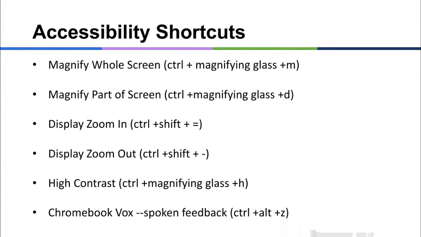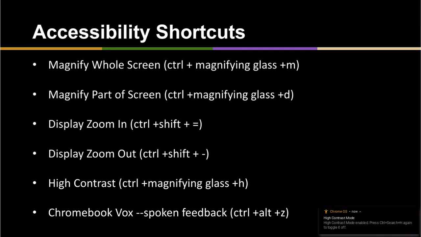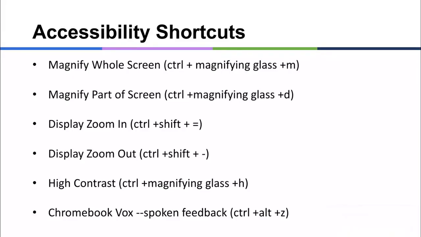In addition to that, maybe the contrast needs to be adjusted. Maybe it's hard to read black lettering on a white background. So to change the contrast, you'll hold the Control key down, the magnifying glass, and the letter H. And now what you can see is that my screen has turned from a white background to a black background, and my letters have turned from black to white. Again, to turn it off, Control, magnifying glass, and H.